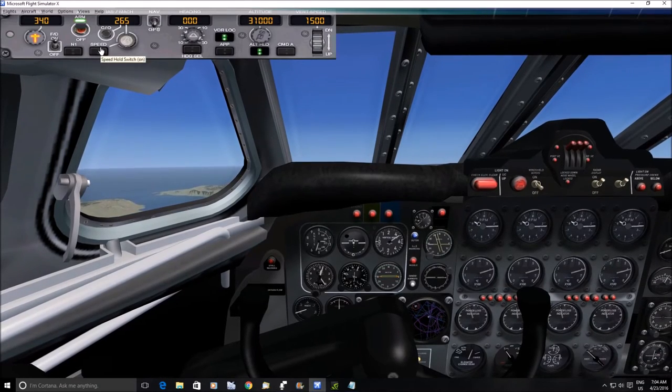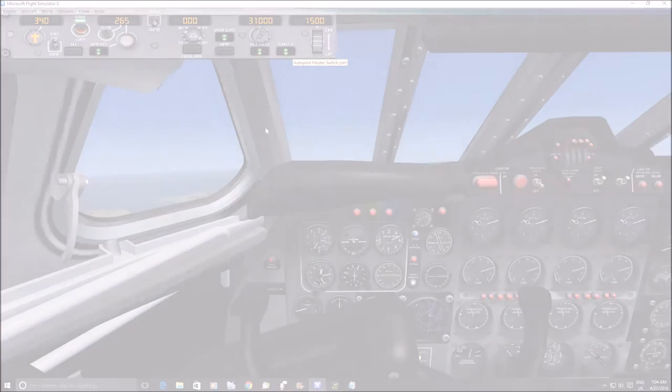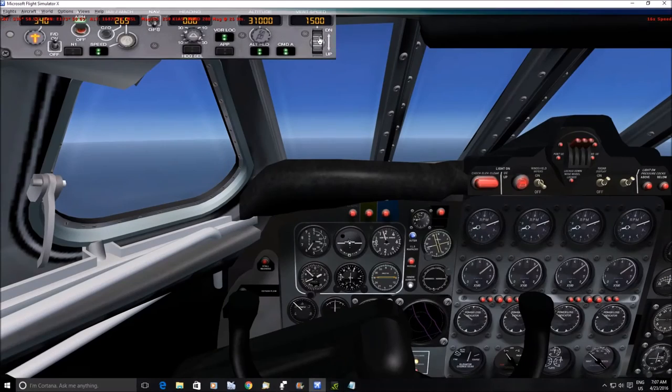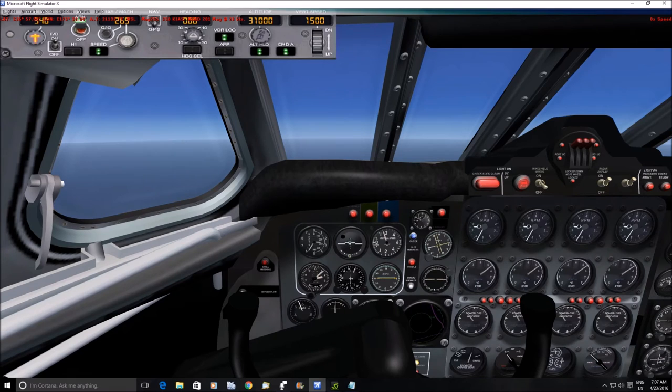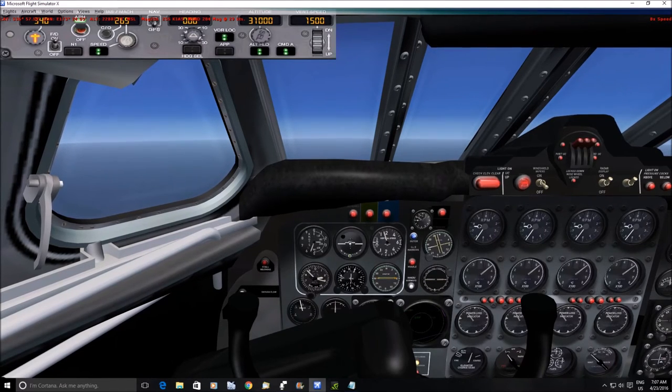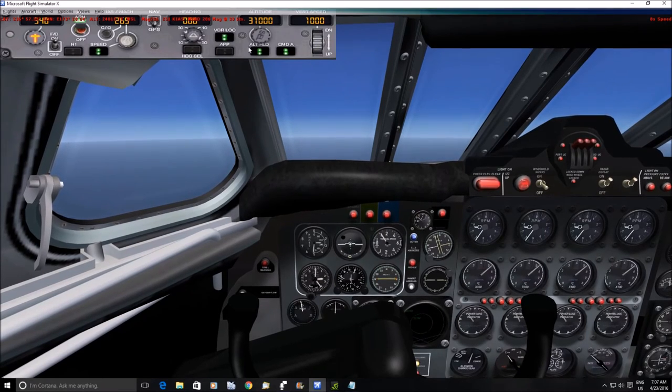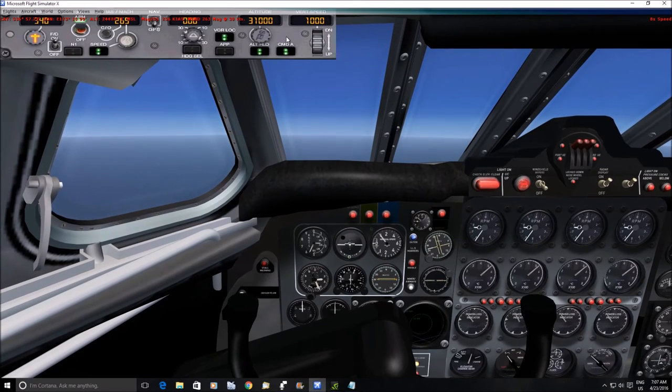Let's get some autopilot going on here. Oh, okay. We got a little bit of a bounce in the pitch axis here, above four times. No, above eight. Oh, there it is. Okay. So we got a little bit of an oscillation there, above 20,000 feet or so. Not objectionable.